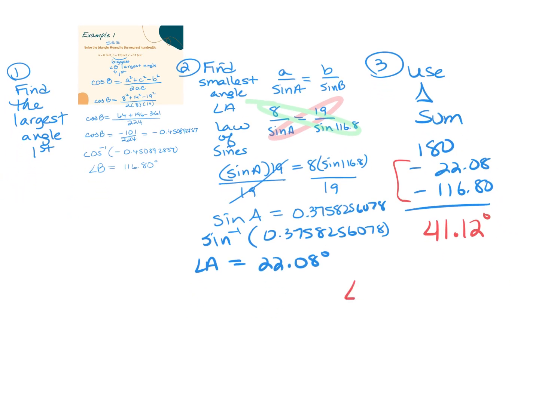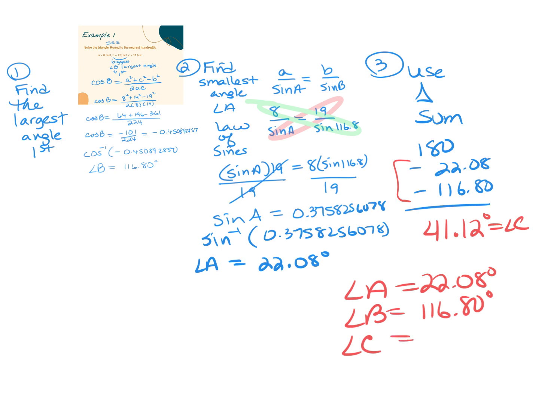Now I have completed my triangle. This is angle C. Angle A was 22.08 degrees. Angle B, 116.80 degrees. Angle C I just found, 41.12. And then side A and side B were all given to me from the beginning.